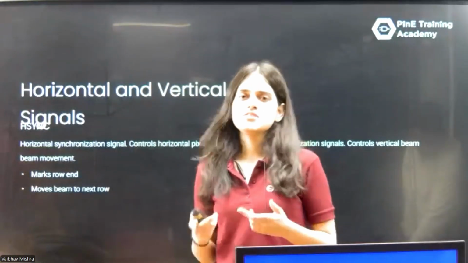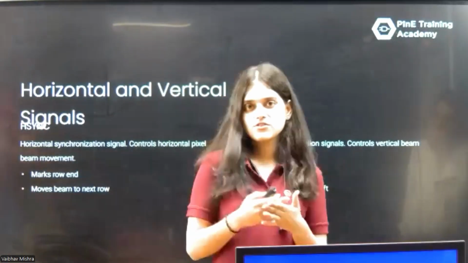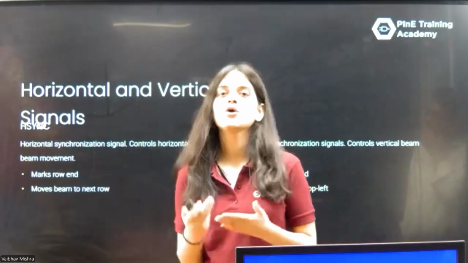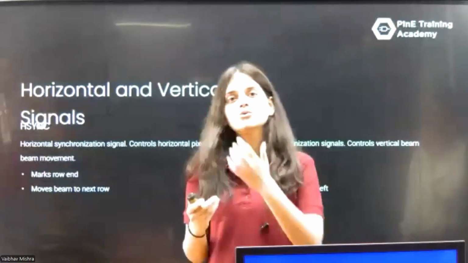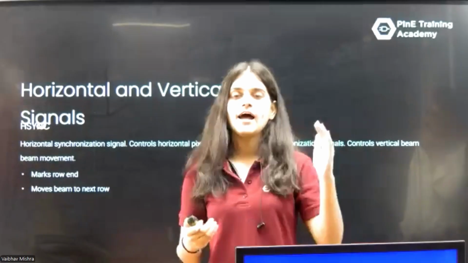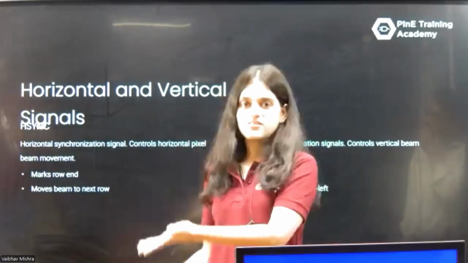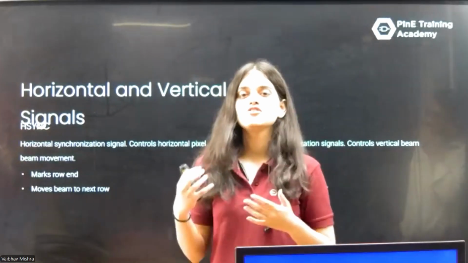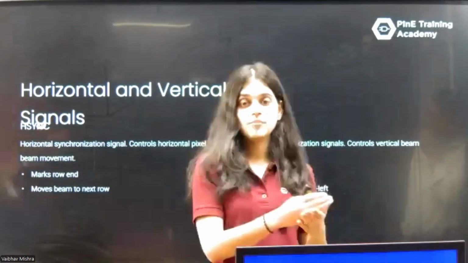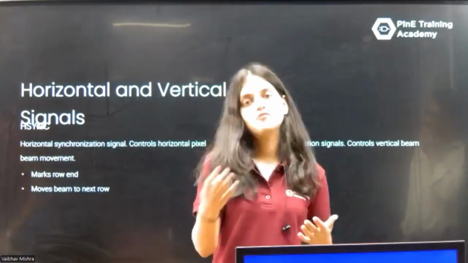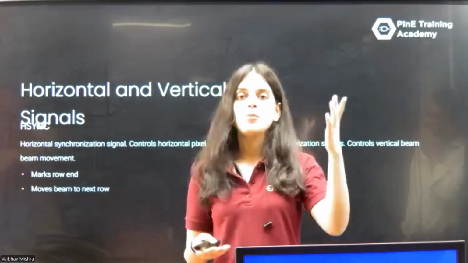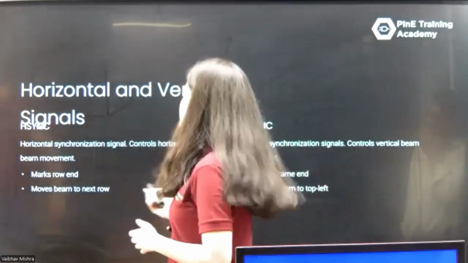VGA uses 2 sync signals that are H-sync and V-sync. H-sync stands for horizontal sync, that is used to mark the end of a row and tells the VGA controller to move to the next row. Similarly, V-sync is used for marking the end of a frame and tells the controller to start a new frame, that is to go back to the top left corner pixel.